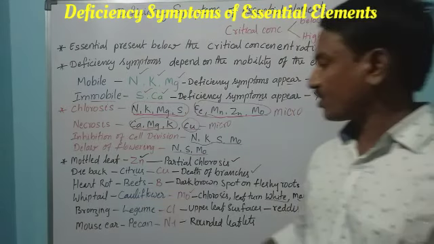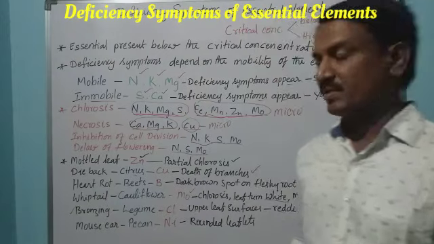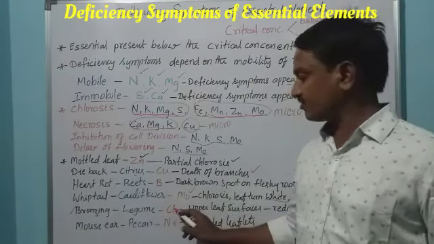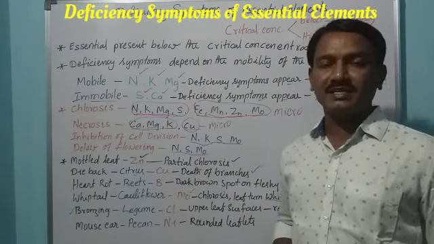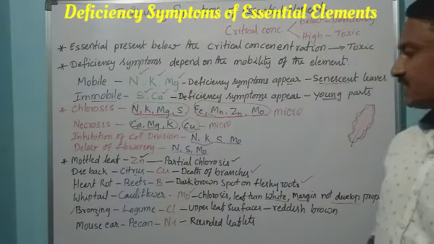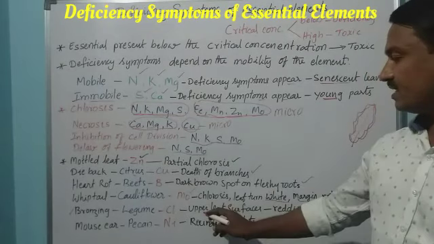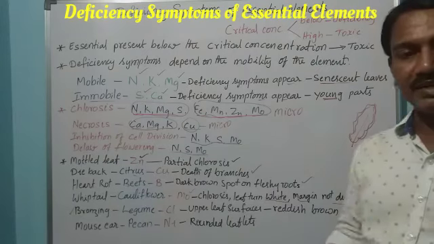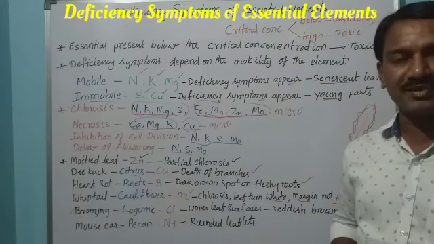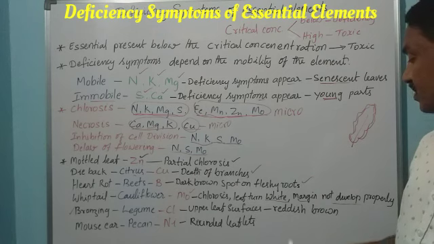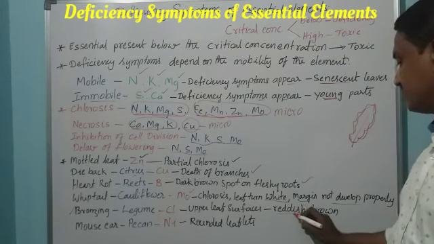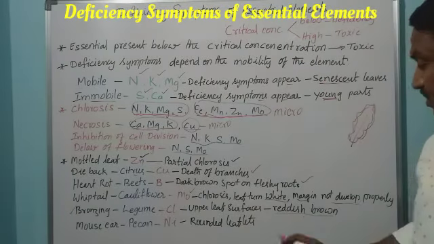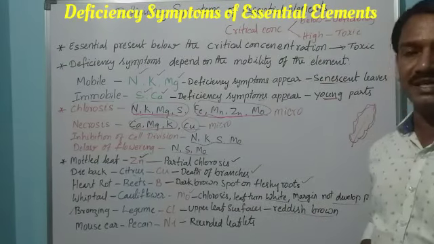Then, bronzing in legume plants, Fabaceae plants, is because of deficiency of chlorine. Bronzing means the upper leaf surfaces turn reddish brown. That is caused by deficiency of chlorine, and it is called bronzing in legume plants.